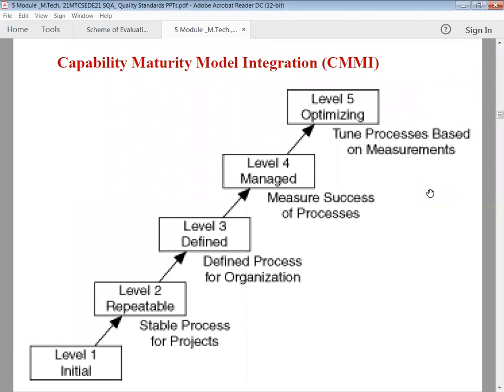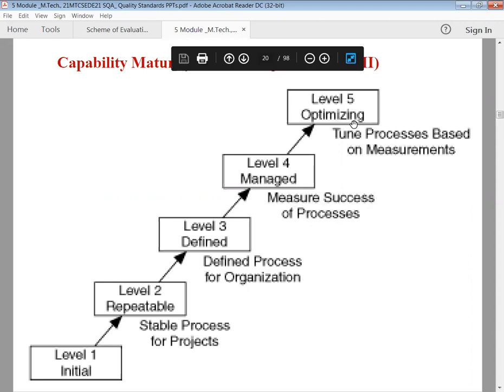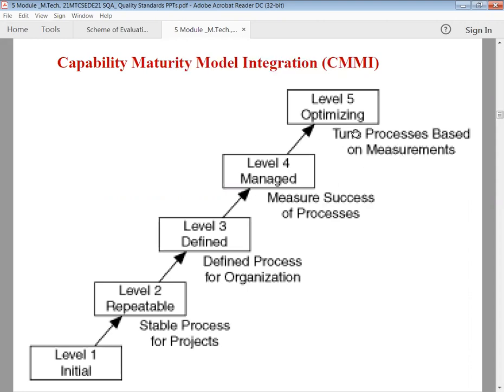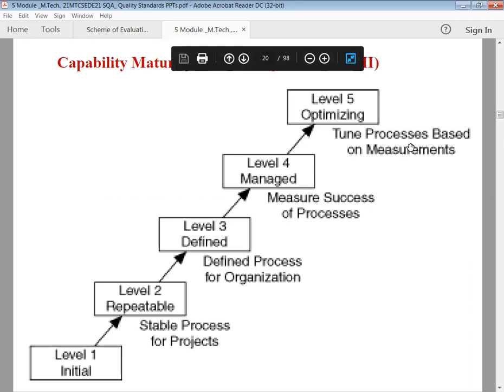In CMM level, we are following five levels. Level one is initial level. Level two is repeatable. So here the stable process for projects, a number of stable processes will be stated. Level three is defined processes for organization. They will give a well-defined set of rules and regulations for the organization. Level four is managed. So here you will measure the success of the process. So we will have a well-planned structure and we'll follow the rules, regulations and guidelines, everything. And level five, optimized one. So turn process based on measurements. So here we'll get the maximum marks and your processes are with the maximum grading.